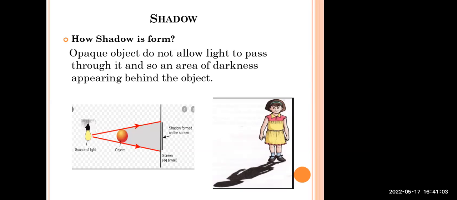So when the light source passes its light, because the opaque material can't pass light through it, a shadow or darkness is formed behind that object. That shadow will form on the screen. Suppose there is one source of light, for example a bulb. I have taken one sphere, or we can say a ball, and there is a screen behind it. The light source emits the light.